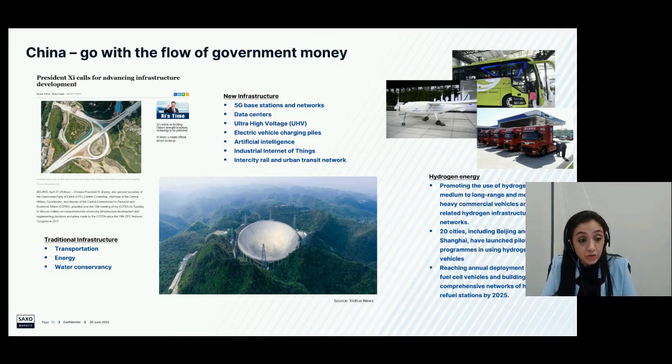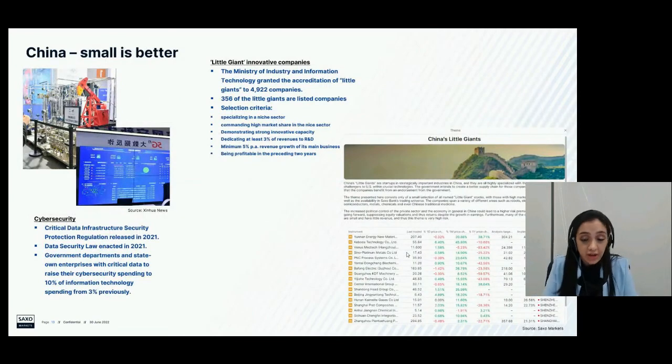But there's also hydrogen energy, which is a focus on the renewable side. Of course, if you're going into China's markets, like I said, something to be very cautious about is that anything that starts to get big will start to hurt them. So small is better when it comes to China.